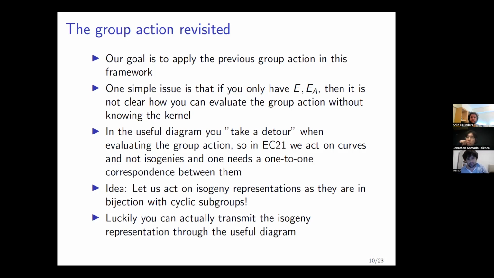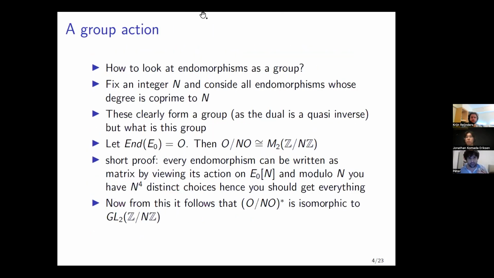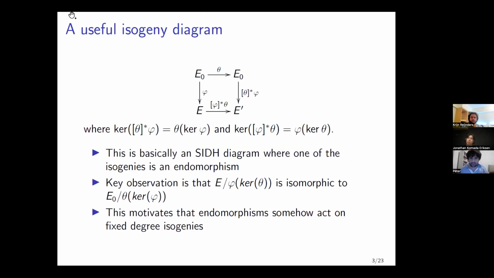If you just blindly go back to the Eurocrypt 21 approach, you still need this correspondence between n-isogenies and n-isogenous curves, so that there are really no collisions. But you can be a little bit more clever about this. When you evaluate this group action, you again go back to this useful diagram. Instead of going this route, you go this route. But now the trick is that when you're going this route, you can actually transmit the isogeny representation going that way.